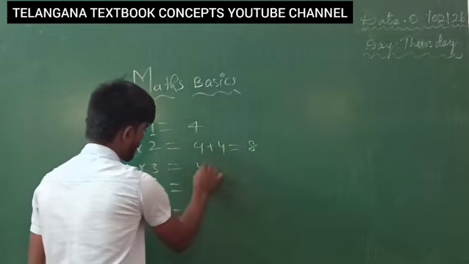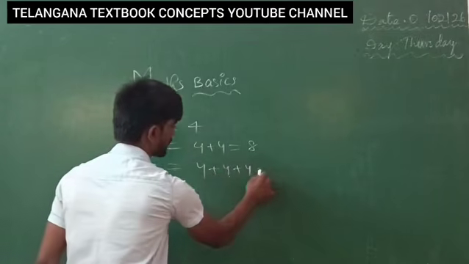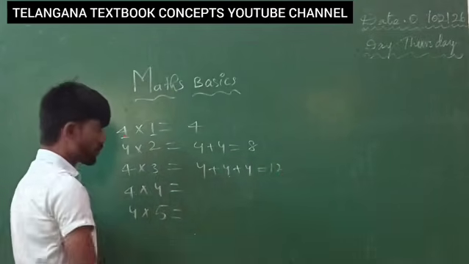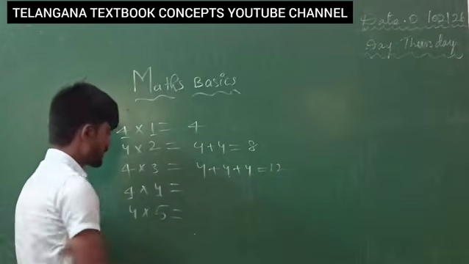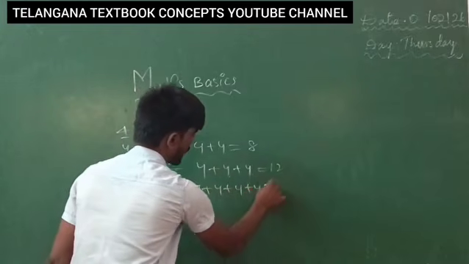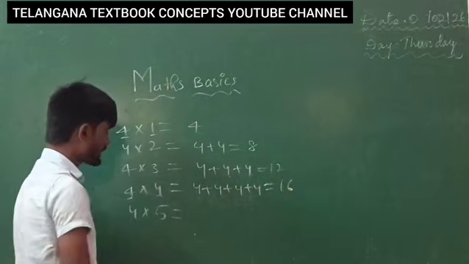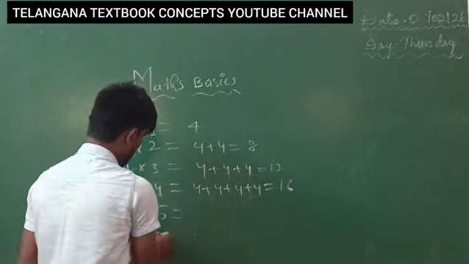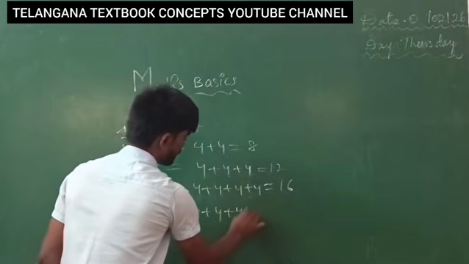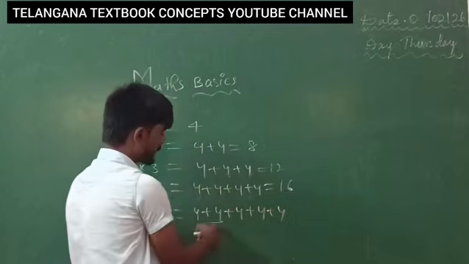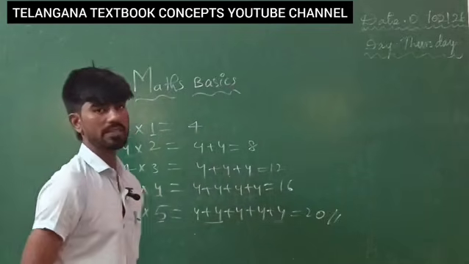Here 4 is added how many times? 1 plus 2 plus 3, 3 times added. 4 plus 4 is 8, 8 plus 4 is equal to 12. Here 4 fours are, directly we know, but 4 is added how many times here? 4 times. Here 4 plus 4 is 8, 8 plus 4 is 12, 12 plus 4 is 16. So here 4 fives are 20. Directly 20, but 4 is added how many times? 5 times. Here already 8, 12, 16, plus 4 is 20. So repeated addition is called multiplication.